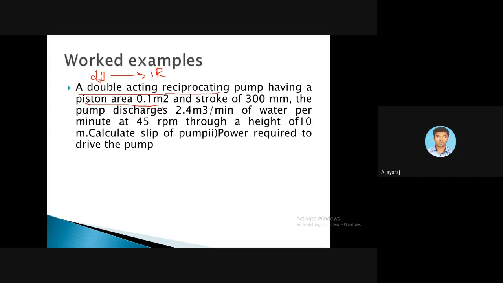In the previous problem diameter was given. Here area is given as 0.1 meter square and stroke is 300 millimeters. So L is given as 300 millimeters. The pump discharges 2.4 meter cubes per minute of water, that is the actual discharge, at 45 rpm. The head is also given, the manometric head. Through a height of 10 meters water is being supplied. Calculate the slip of the pump and power required to drive the pump.